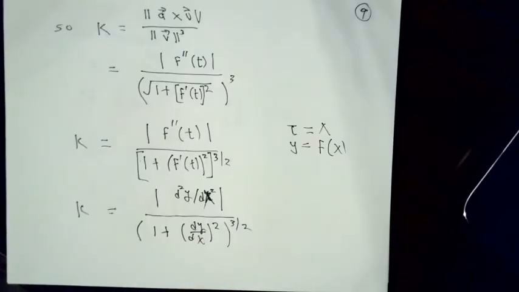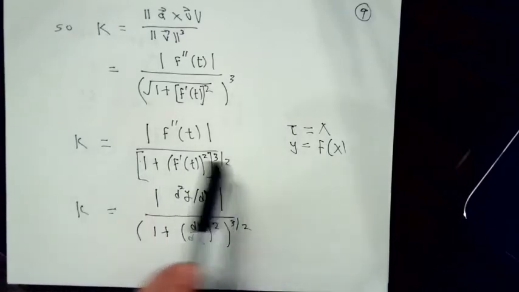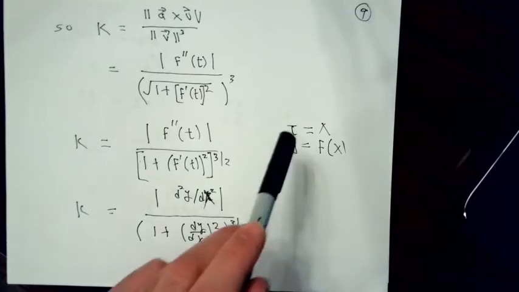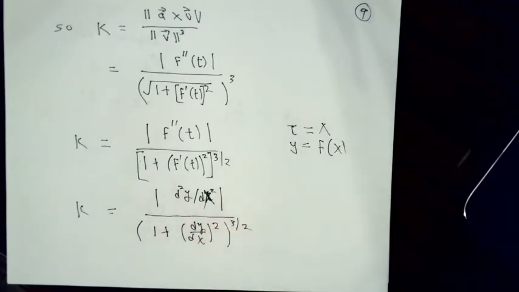So writing my formula down, I write my absolute value of f double prime upstairs. Downstairs, I have to have the cube of the speed, which we previously figured out. So the curvature is going to be given by this formula. To translate this back into what we're used to, remember that t and x are the same thing. Also, f of x is the same thing as y.